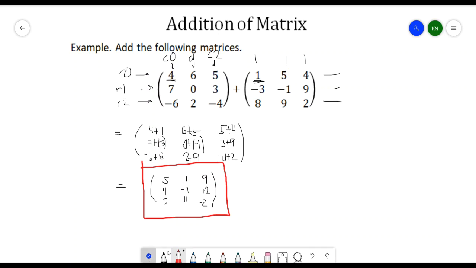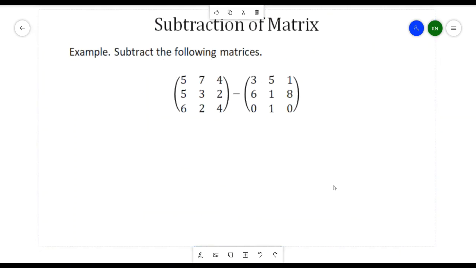Now we will be moving on to the subtraction of matrix. So we have here, subtract the following matrices. We have 5, 7, 4, 5, 3, 2, 6, 2, 4, minus 3, 5, 1, 6, 1, 8, 0, 1, 0. So basically, again, the same process as addition of matrix. It's just that we need to subtract them from each other. So we will again subtract the same positions.